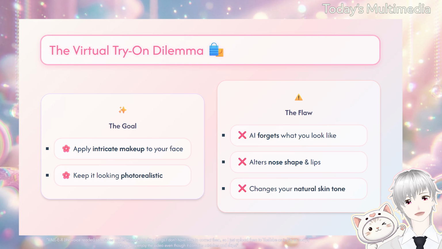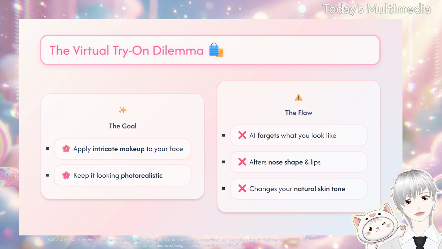You see, recent state-of-the-art solutions, like a system called Stable Makeup, use something called diffusion models. Diffusion models are the same technology behind those famous artificial intelligence image generators. While they make the makeup look super realistic and photorealistic, they have a really annoying flaw. They forget who you are when they apply the makeup. They accidentally change your facial features, like altering the shape of your nose or changing the thickness of your lips.